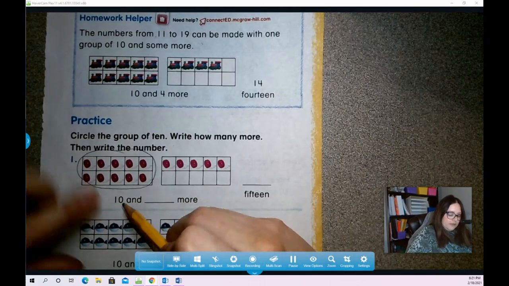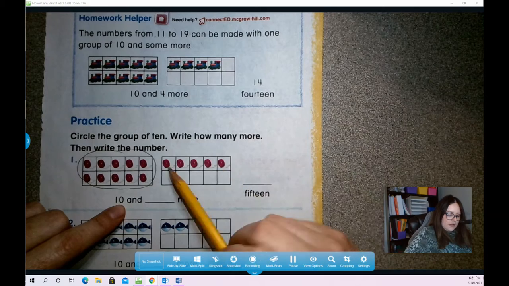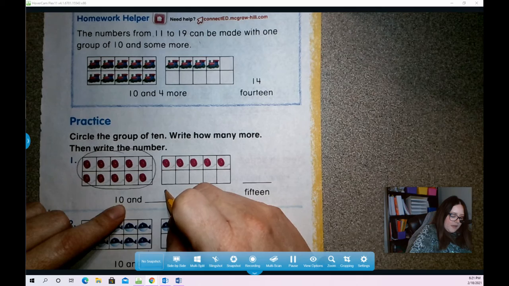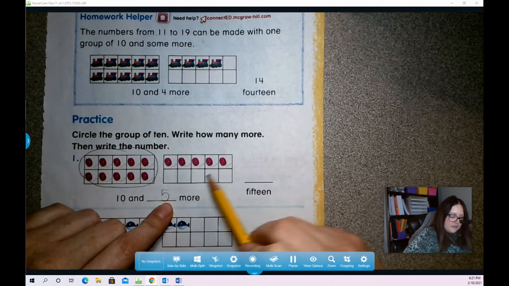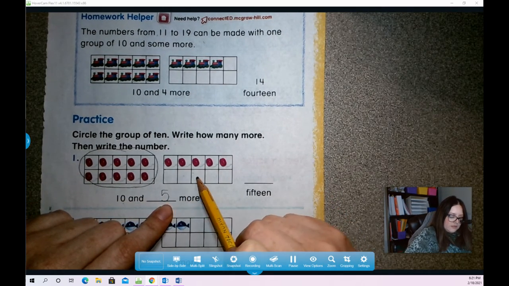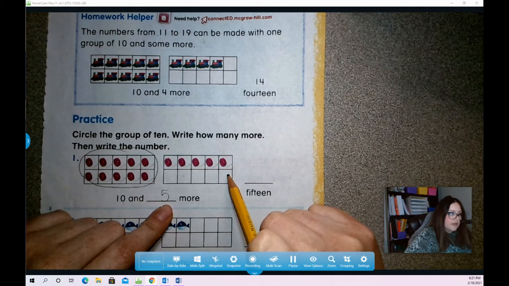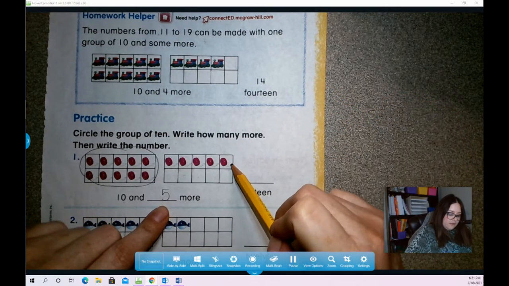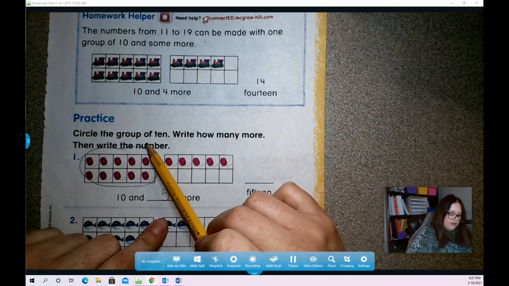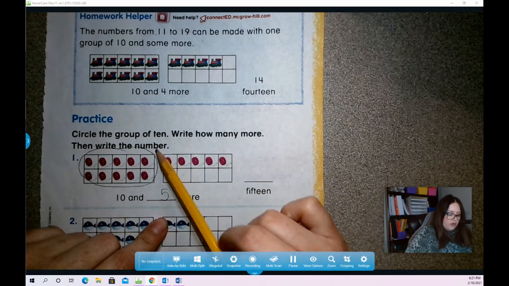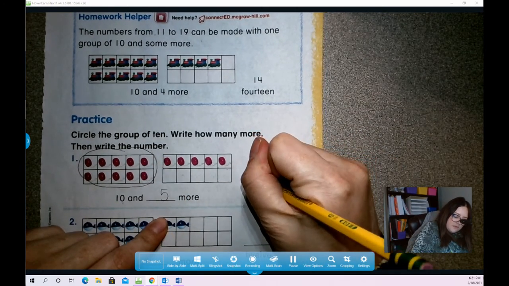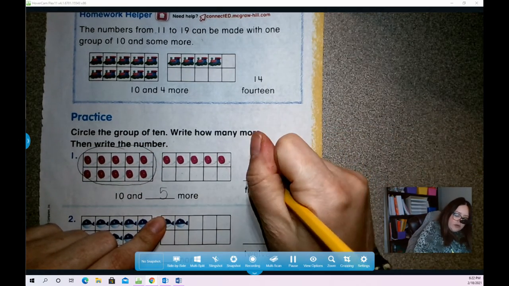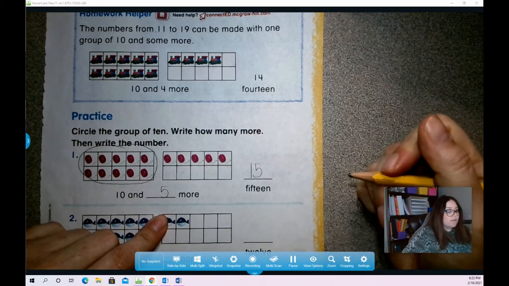So we have one group of 10, and how many more? 1, 2, 3, 4, 5. 5. You see, these guys are all alone. We don't have enough to make another full group of 10. The goal is to fill all of these up, but we don't have enough. We only have 5 of them. So we say we have 10 and 5 more. We have one group of 10, and 5 more. And that makes the number 15.